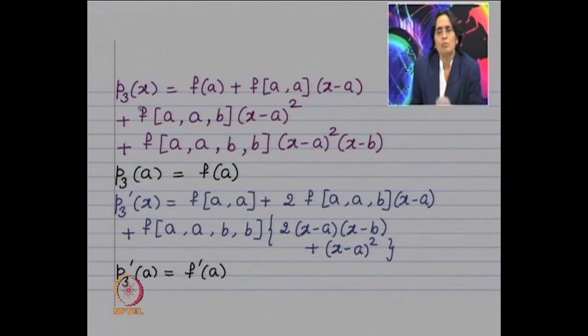So, first of all, put x is equal to a. When I put x is equal to a, there is an x minus a term here, an x minus a term here, an x minus a term here. So, p3 at a will be equal to f at a.